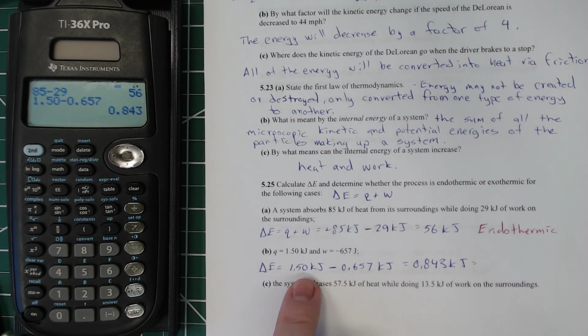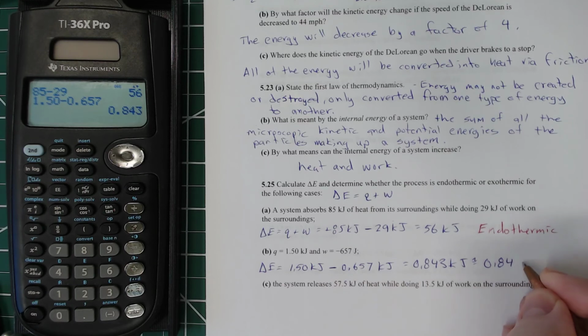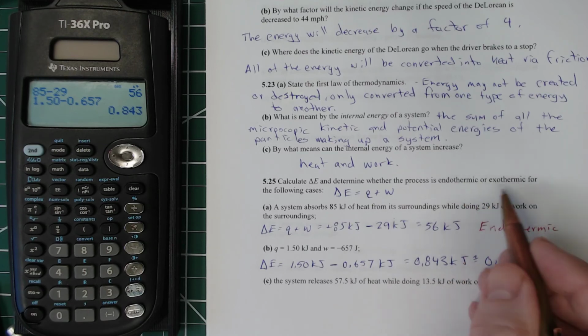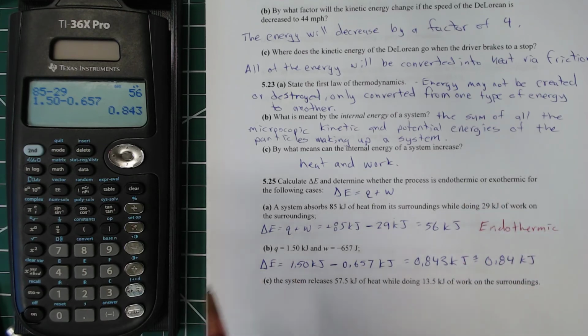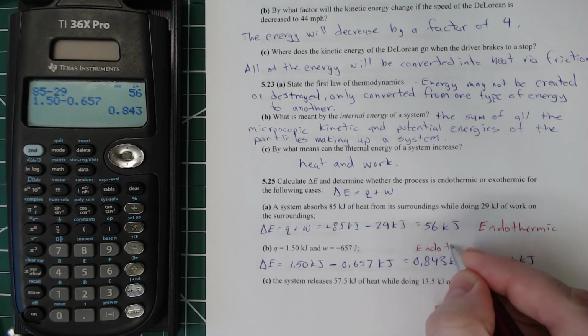Now, there's one more thing that we need to do here, and that is for significant figures. Since this is subtraction, we need to look at the place. This goes out to the hundredths place. This goes out to the thousandths place. So we're going to round this to the hundredths place. So we're going to round that to 0.84 kilojoules. And that's going to be our best answer for delta E. And then as far as is this endothermic or exothermic, since Q is positive, this is endothermic. So here we will put endothermic.